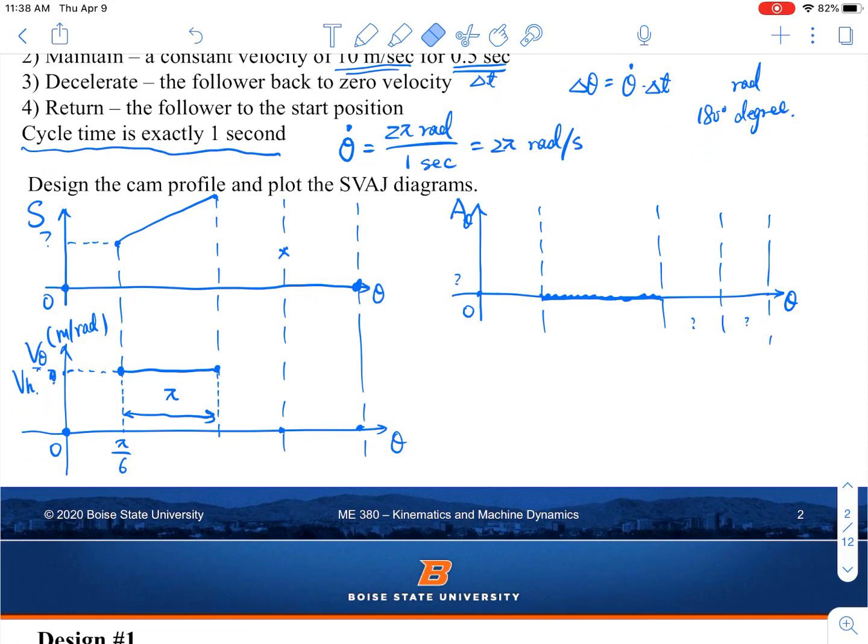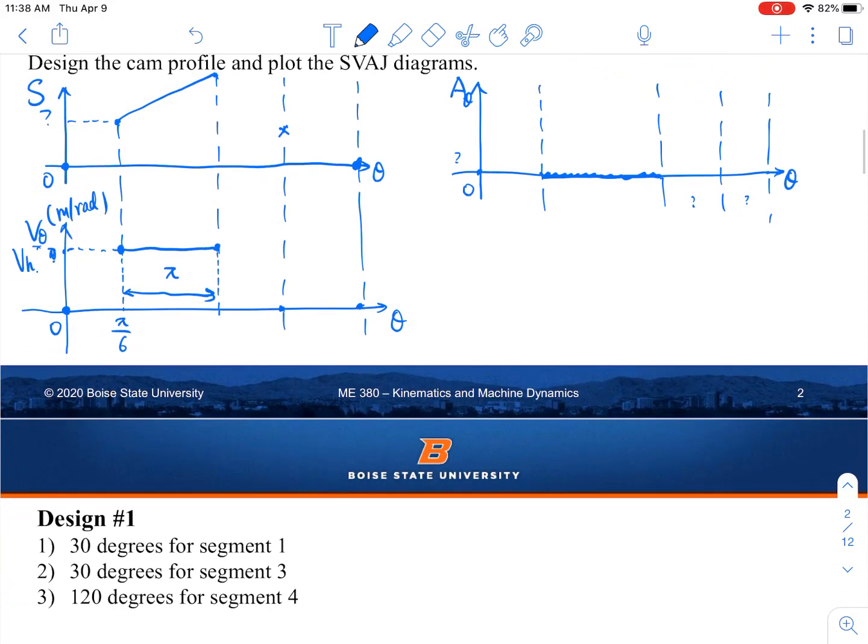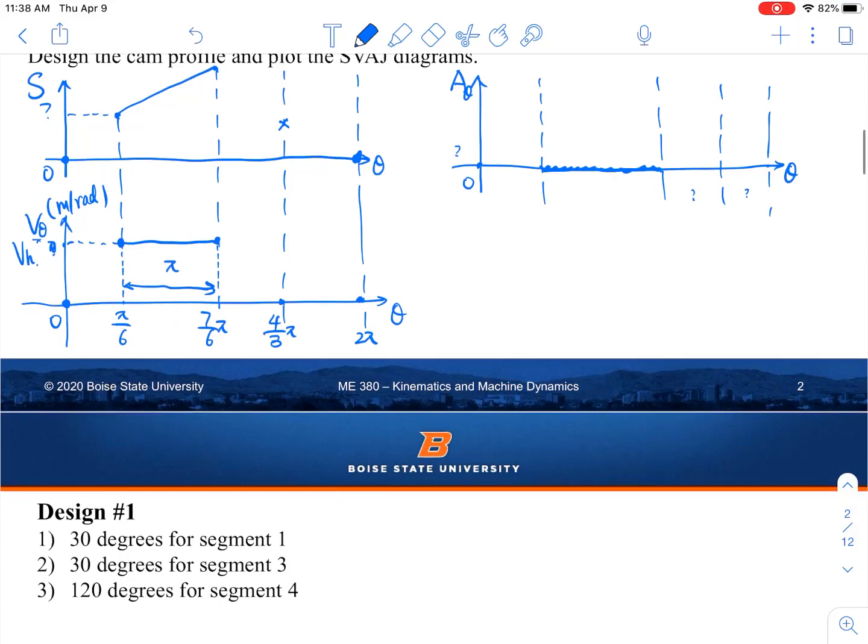And then there's also a typo there. That should be a full pi. And then we have 7/6 pi. And then we assume the third segment is another 30 degrees. So that gives us 4/3 pi. And then in the end, there's a full rotation. It goes back to 2 pi. All right. So once this is defined, we can start designing things.